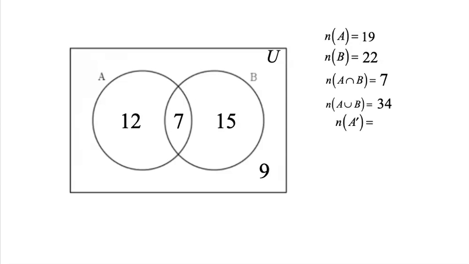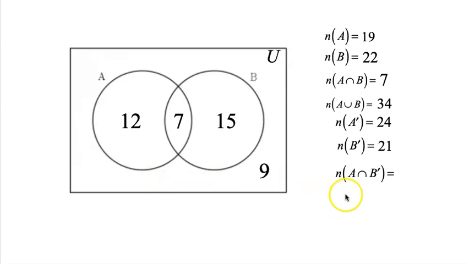The number of items that are not in A, well, A consists of these 12 and these 7. So that's 15 plus 9, or 24, are not in A, A complement. Remember, A with an accent mark is complement. Number of B complement, not in B. 12 not in B here, 9 not in B there, for a total of 21.